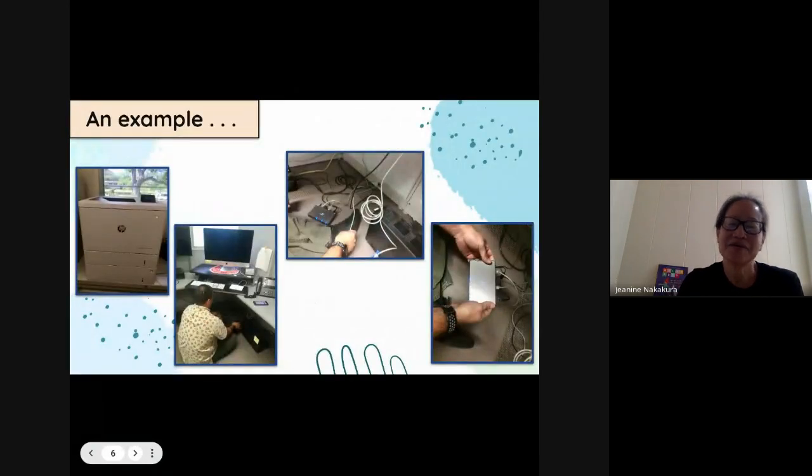Okay, so here is a real life example. This actually happened in our office about 2 years ago before the pandemic. And here's our printer, and it just stopped working. We couldn't print out anything in our office.